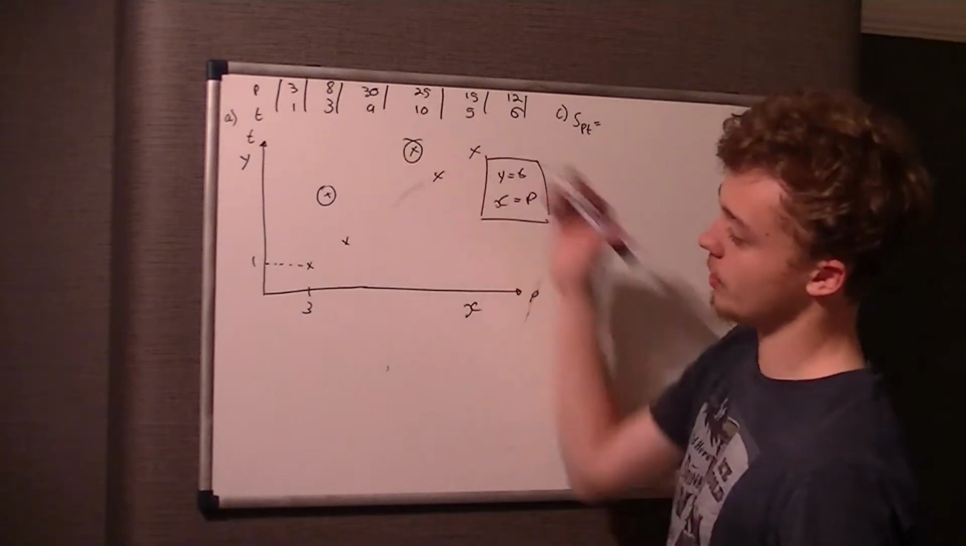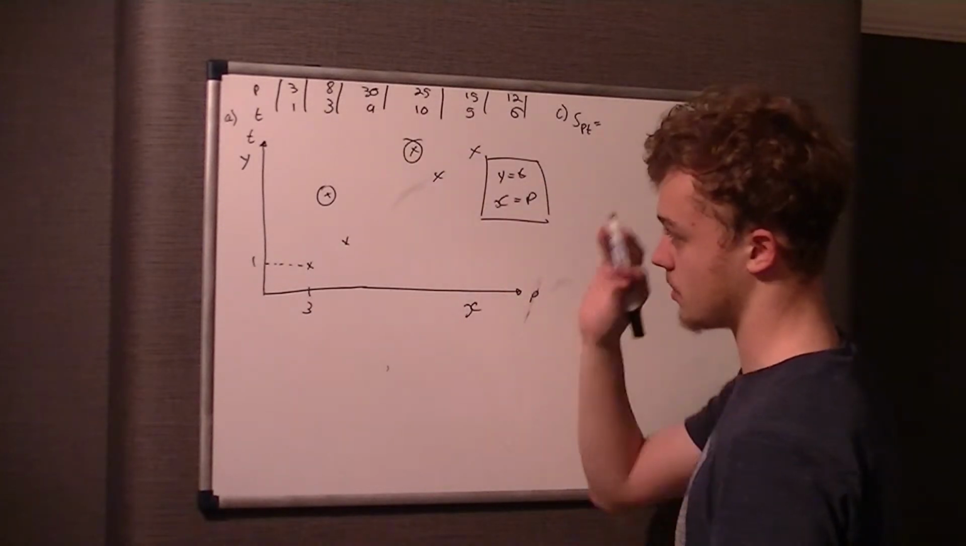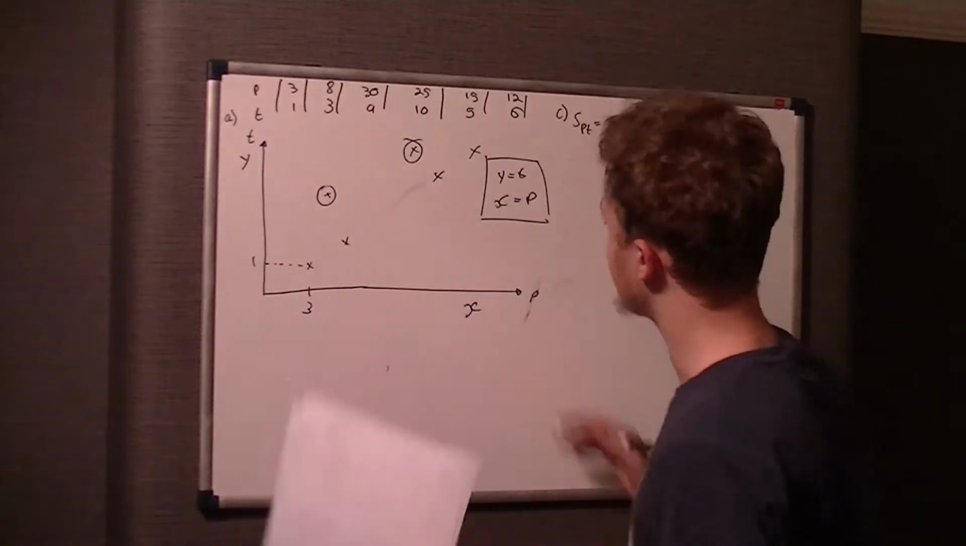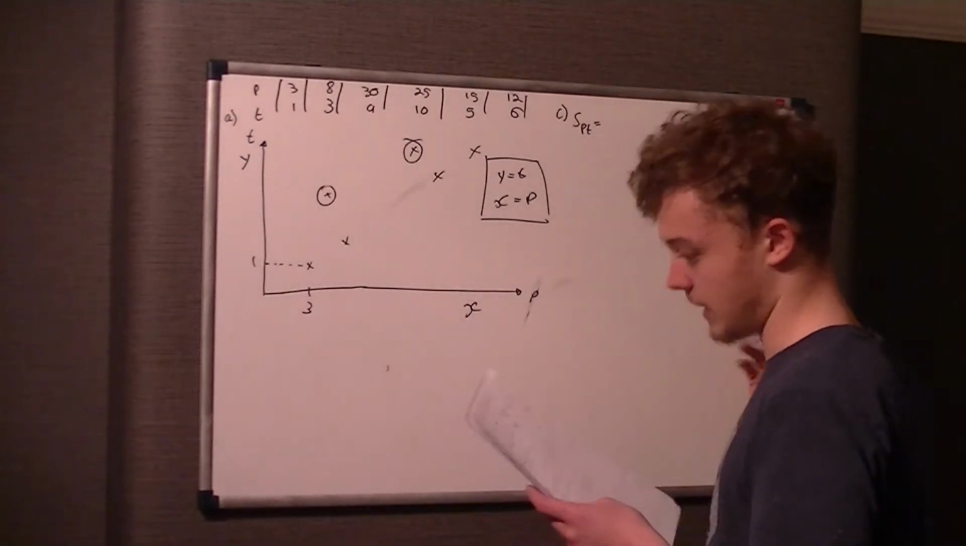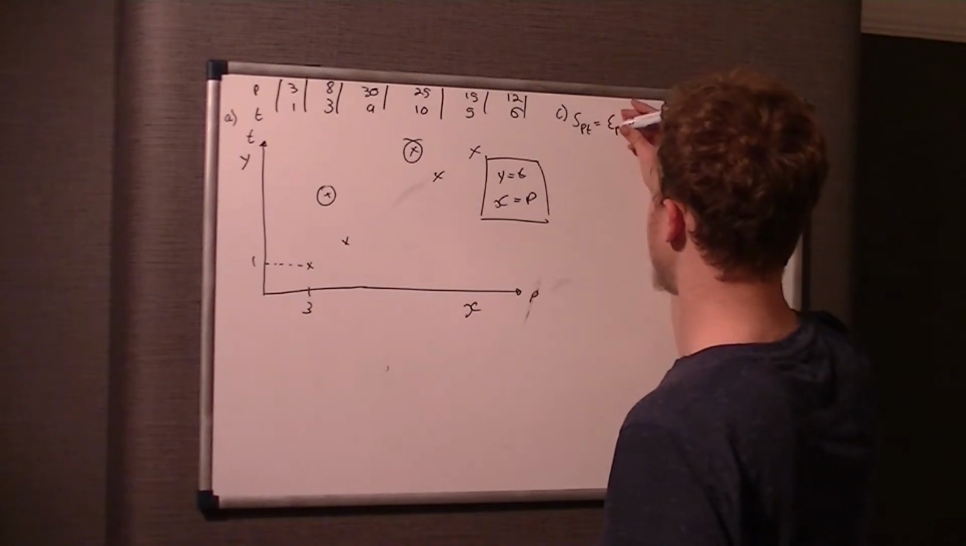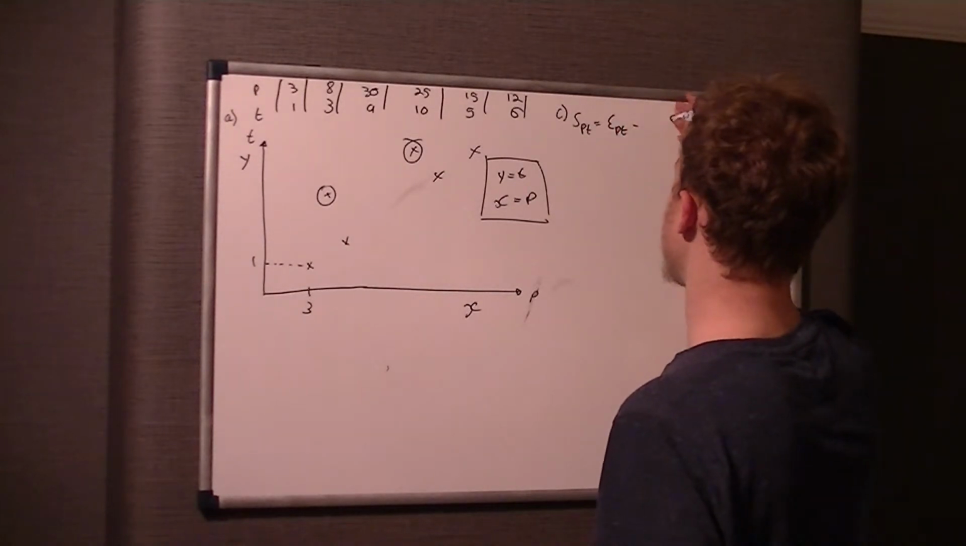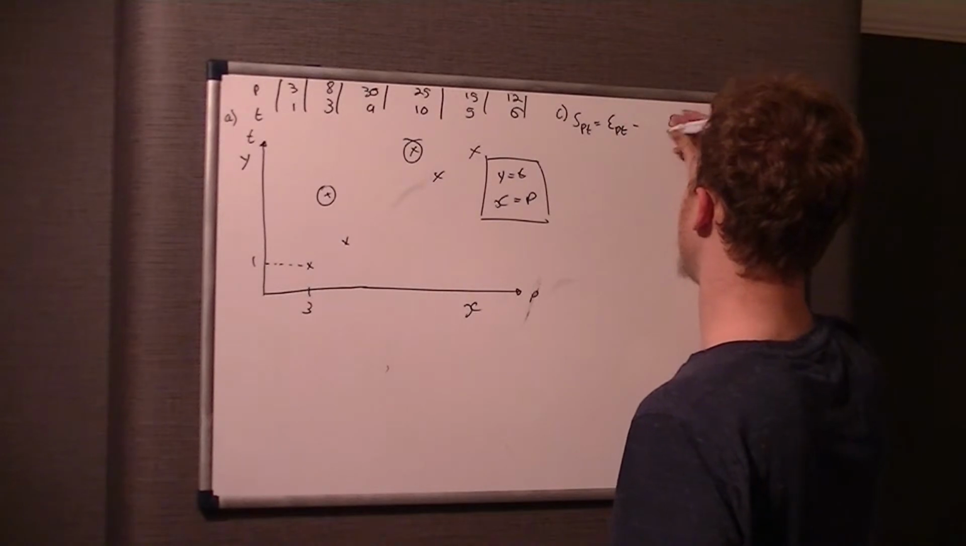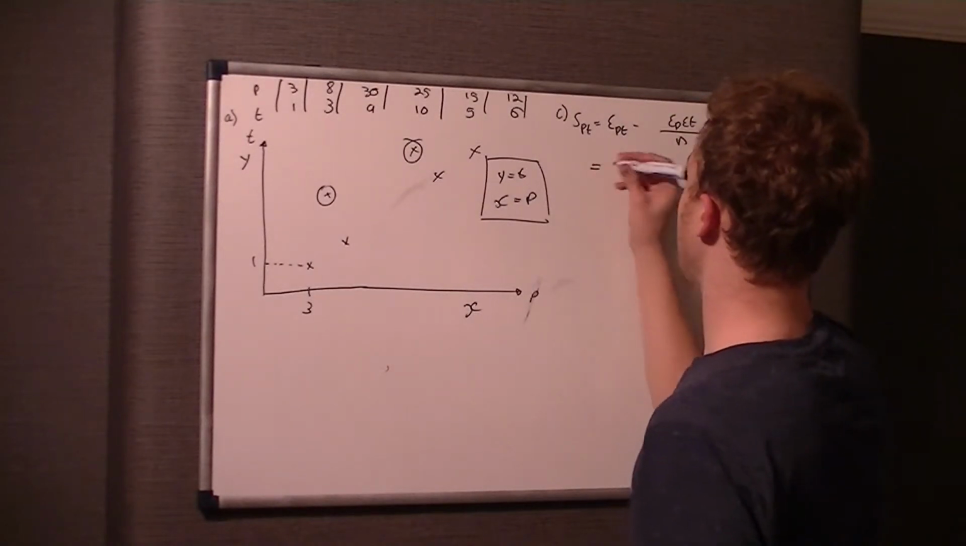But because we've got it on this graph, you can say P is X and Y is T. But as I said, that's completely irrelevant because you don't really need to understand that. Whatever. So SPT, it's the same formula: ΣPT, take ΣP ΣT over N. Work out what ΣPT is.